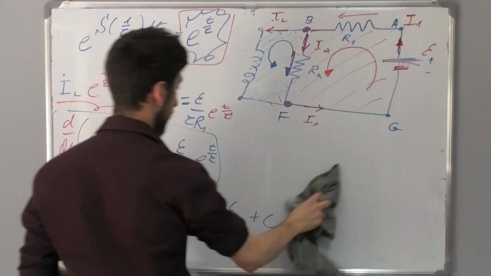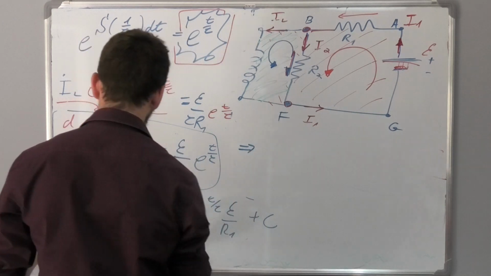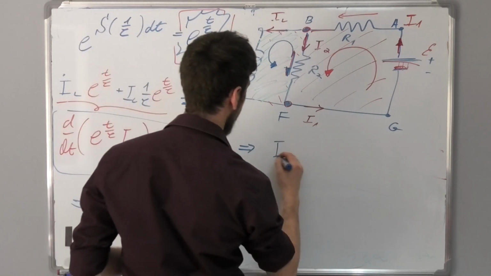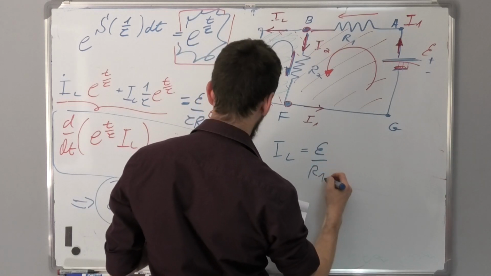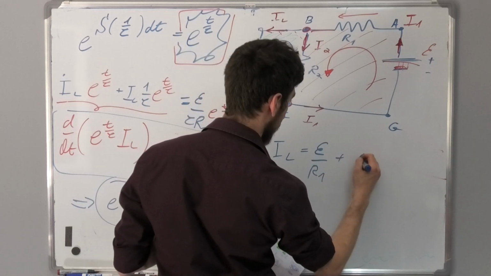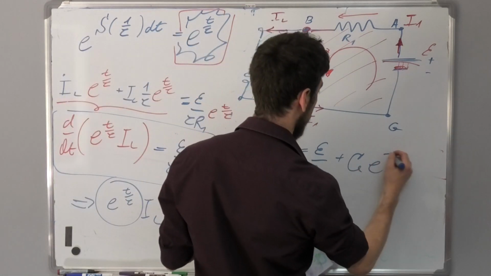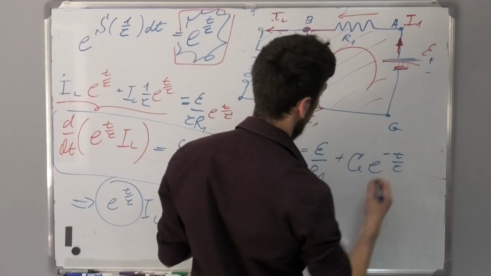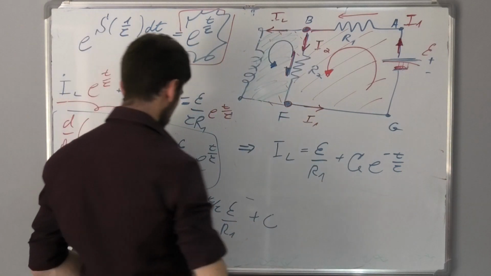Right. So let's cancel this one. We get the final solution, which is IL is equal to epsilon over R1 plus some constant, which we don't know yet, times epsilon to the minus t over tau. Okay, perfect. So how can we find this constant?